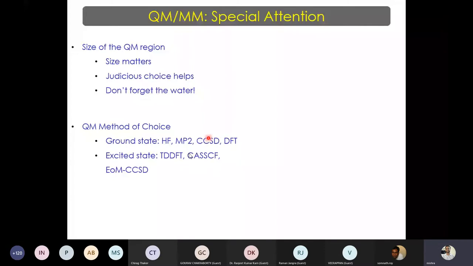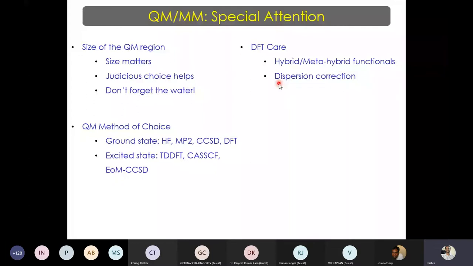DFT care: when you are doing a DFT calculation, make sure that you have a hybrid or a meta-hybrid functional, or even in many cases, GGA functionals would be okay. In recent days, in most cases you would see that people are using hybrid functionals, so that's not much of a concern. What is still a matter of concern is the lack of dispersion correction. Luckily, over the last few years, dispersion correction is becoming more popular among researchers. So always make sure that you are including the dispersion correction. There are some empirical ways of including it that also do a very good job with very little extra computational cost. So if you are doing DFT, never forget to include the dispersion correction.